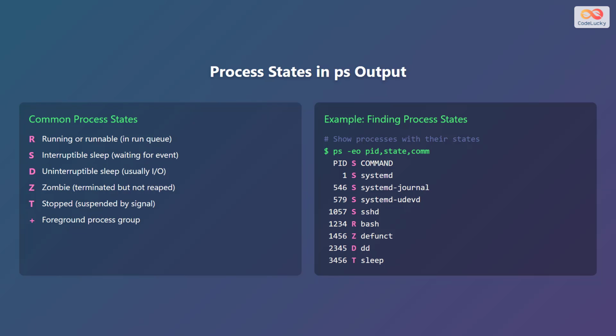Z stands for zombie, meaning the process is terminated but not yet reaped by its parent. T stands for stopped, indicating that the process is suspended by a signal. Plus indicates that the process is in the foreground process group. Here's an example of how to find process states using the command ps -o pid,state,comm. The output shows the PID, state, and command for various processes, highlighting their current states.